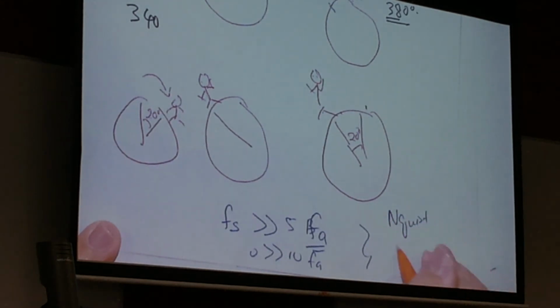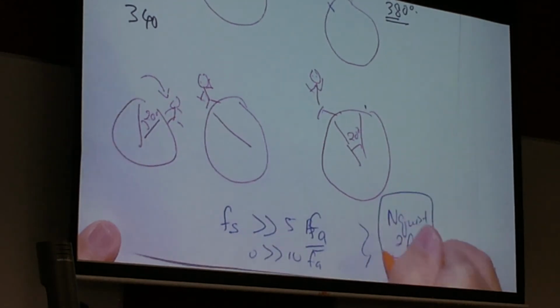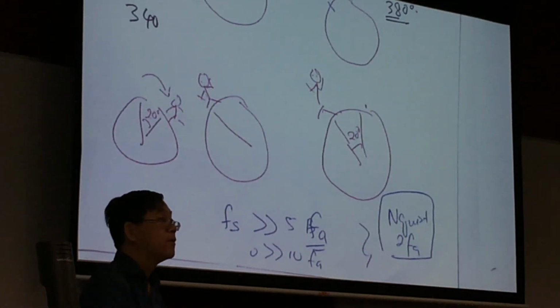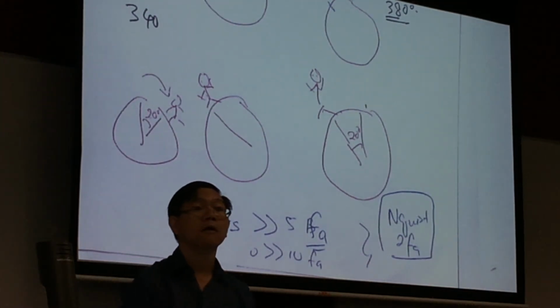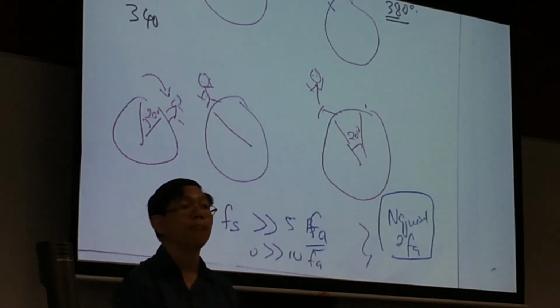Nyquist is 2 times FA, at least. Otherwise, you cannot recover your information. Is that clear? You understand? All right.